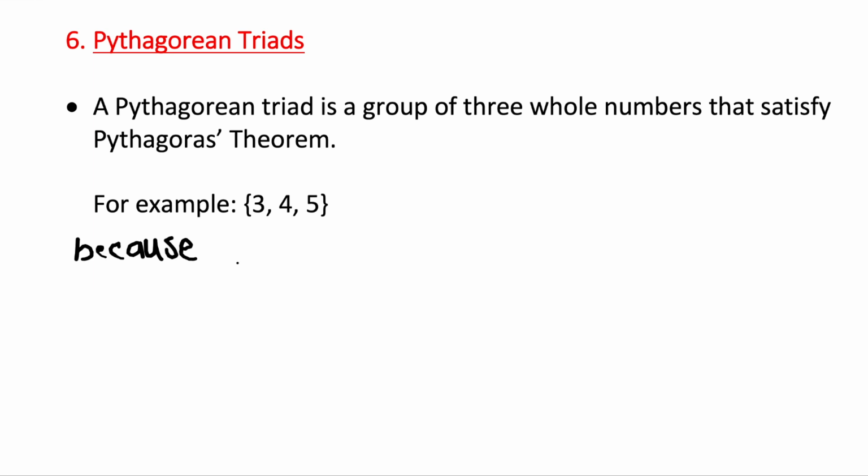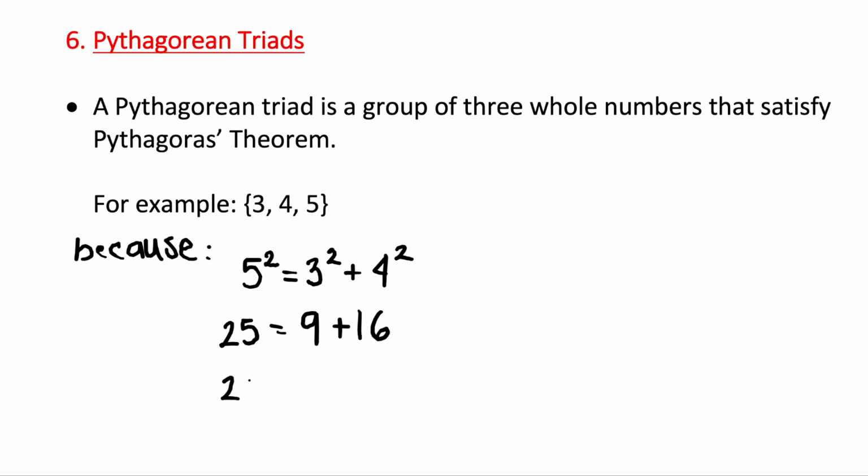Agree? So this is a Pythagorean triad because 5 squared has to be equal to 3 squared plus 4 squared. And if we do this, 5 squared is 25, 3 squared is 9, plus 4 squared is 16, and 25 is equal to 9 plus 16, which is 25. So correct, correct, correct. This is a Pythagorean triad.